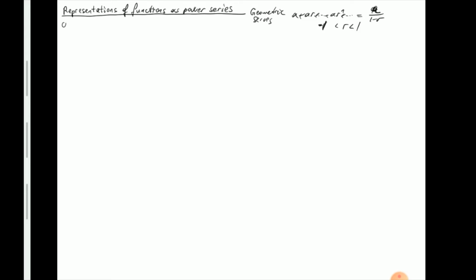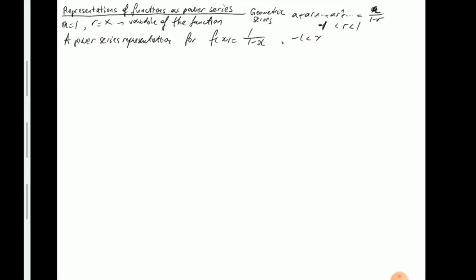So the version of this formula with a equals 1 and r equals x, so x is basically the variable of the function. With this modification, that means we already have a power series representation for the function f of x equals 1 over 1 minus x, with x between, again, minus 1 and 1. So basically the function itself is the sum of that series. You could view 1 over 1 minus x as a power series in the form of 1 plus x plus x squared, and so on, x to the n, or in a more compact form, the summation from 0 to infinity of x to the n.